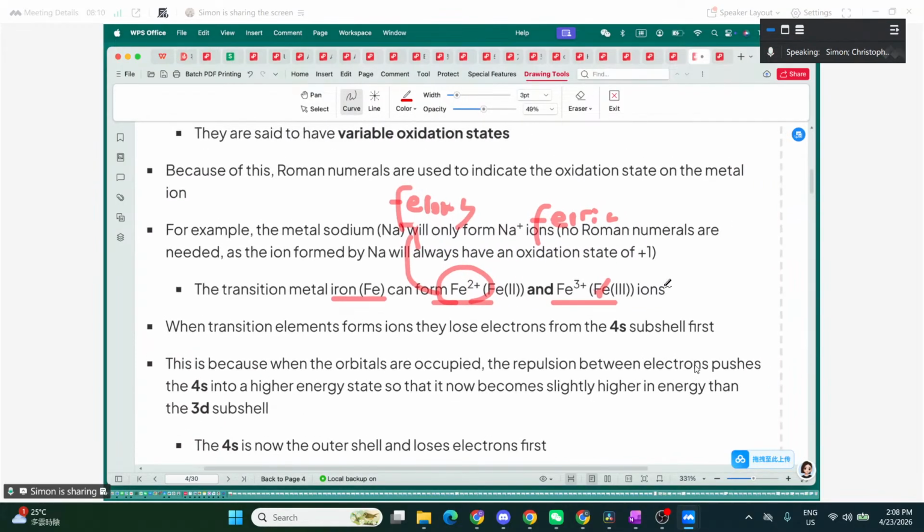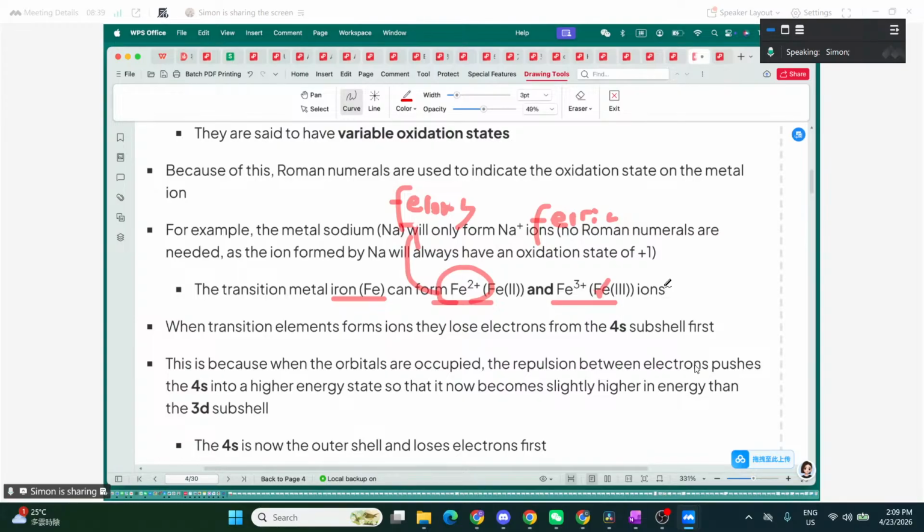Okay, and we know when the orbitals are occupied, the repulsion between the electrons pushes the 4s into a higher energy state, right? And we know it will be a little bit higher in energy than the 3d subshell, right? No problem now.